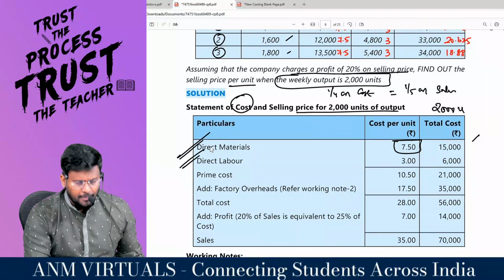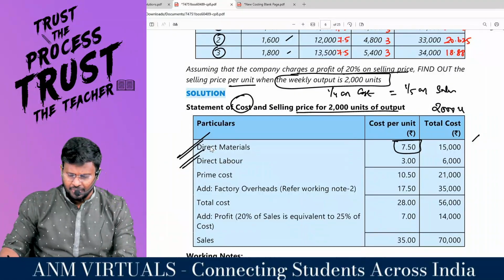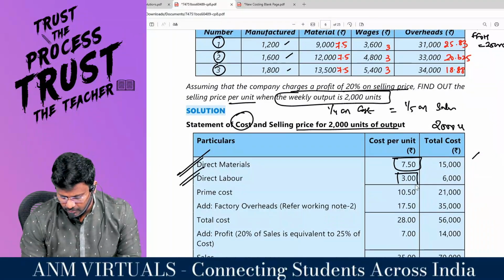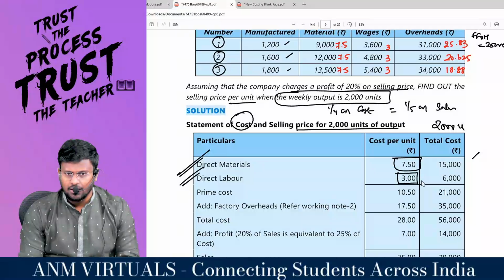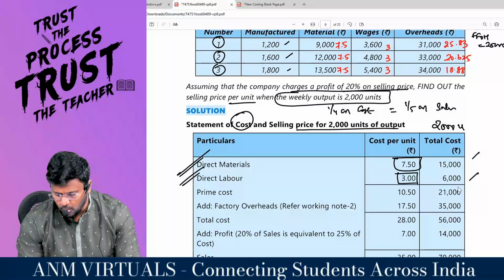Then direct labor. You manufacture N number of units. Will the per unit change or be the same? Same. How much per unit? 3 per unit. Right, sir? So 2,000 into 3 comes to 6,000 is the total cost.